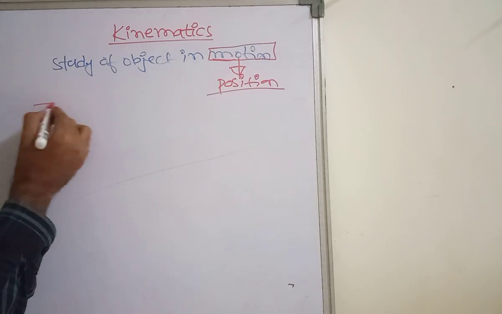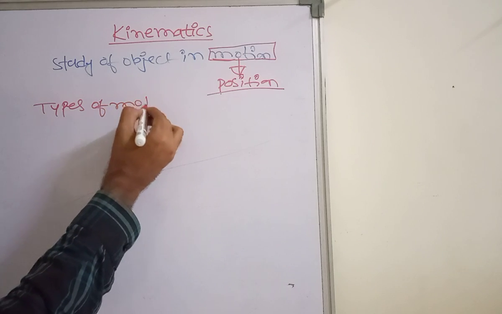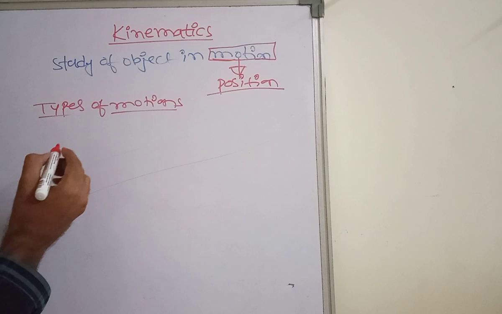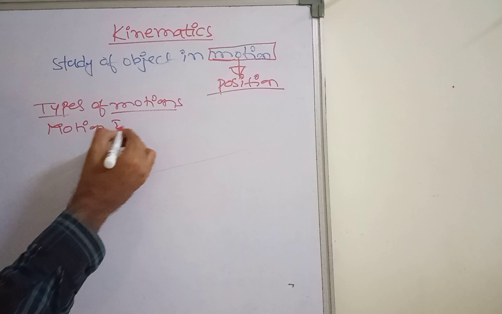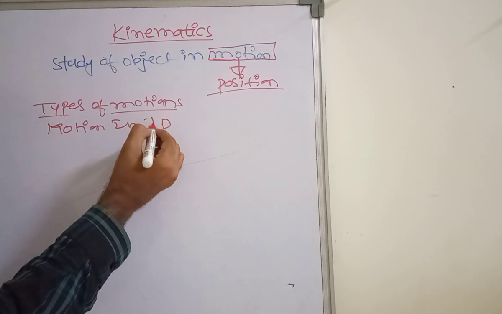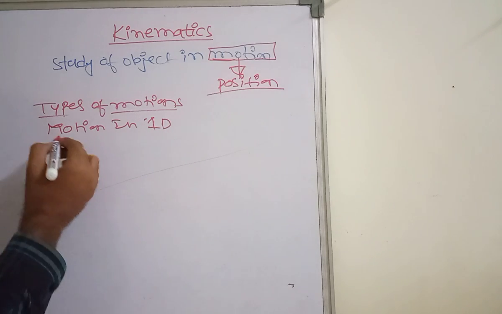Next, types of motion. There are different types of motions. The first one is motion in 1D, nothing but one dimension. Motion under gravity is one of the examples.